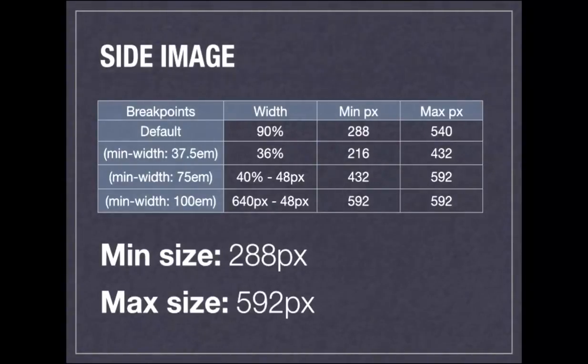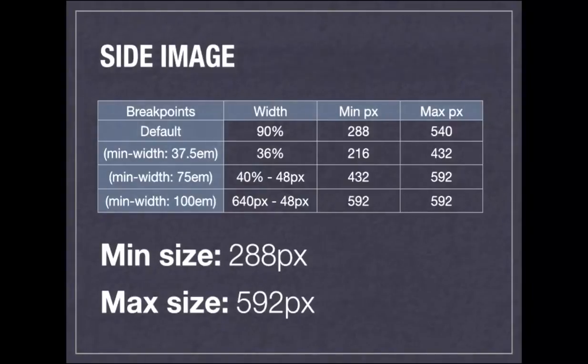Then for the next one, we look at that 37.5 times 16 times 36%. That's 216. Next one, you look at the 75 ems times 36%. That's 432. And then you have 40% of 75 times 16, that's 432. And 40% of 100 times 16 is 592, and then you have the maximum.